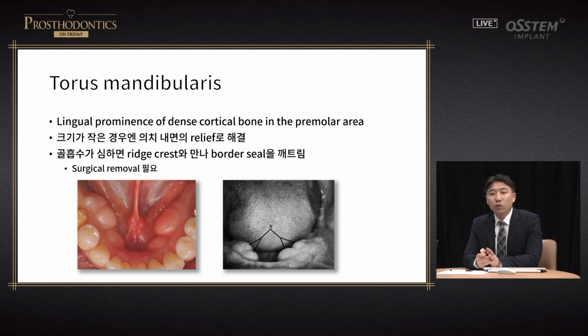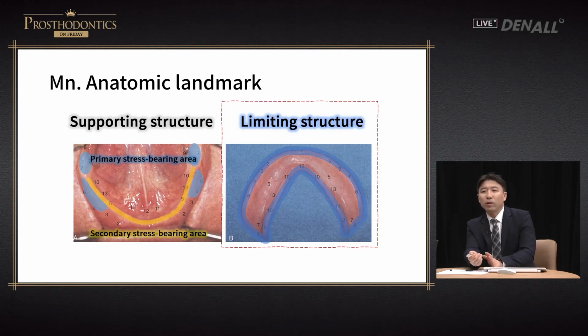Another structure that we need to consider is the torus. If the torus does not interfere with denture fabrication, it is not removed. However, as shown here, if it is quite prominent and big in size, then it will become difficult to get a seal on the lingual side. If the size is huge as shown, this may need to be removed. If the size is small, relief in the denture may be sufficient. We need to be aware of this point.